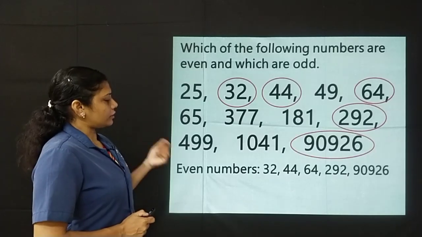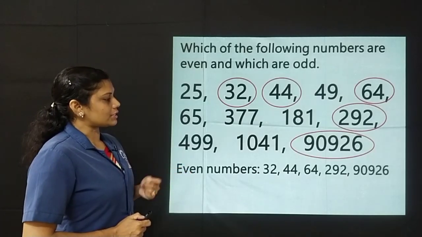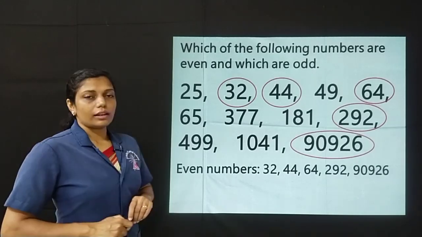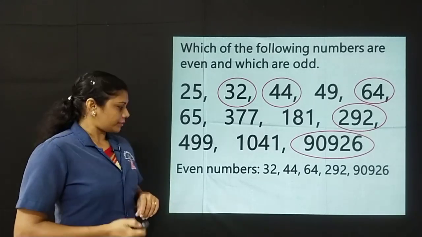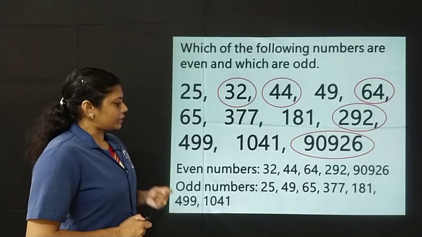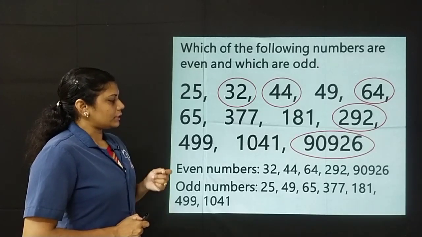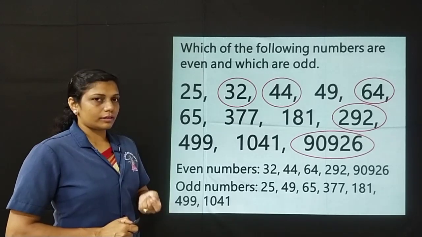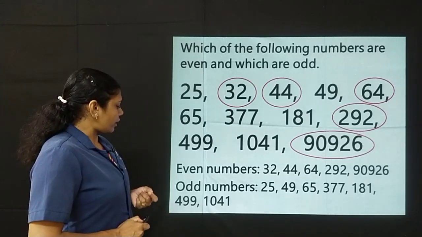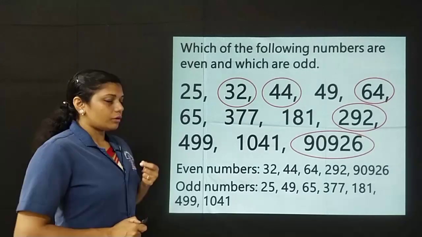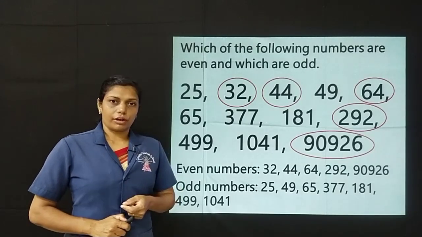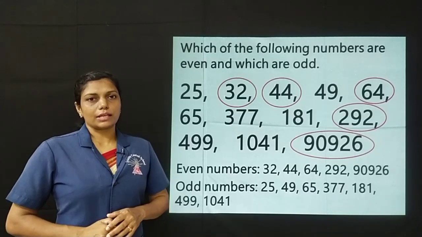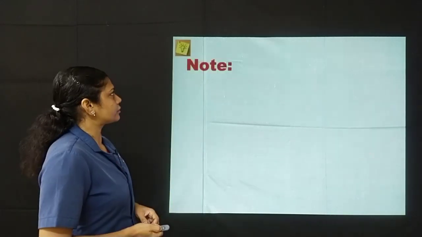Even numbers are 32, 44, 64, 292, 90,926. Odd numbers are 25, 49, 65, 377, 181, 499 and 1041. Okay, I am sure now you are clear with even numbers and odd numbers.